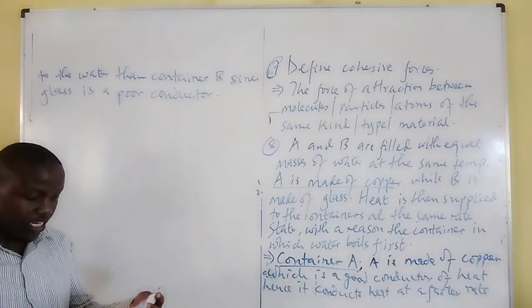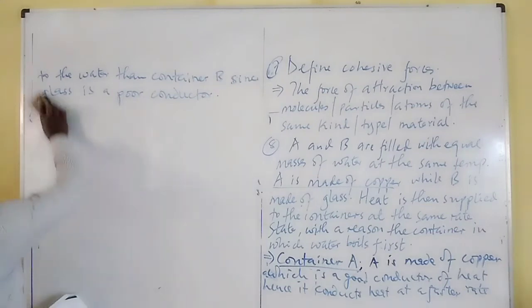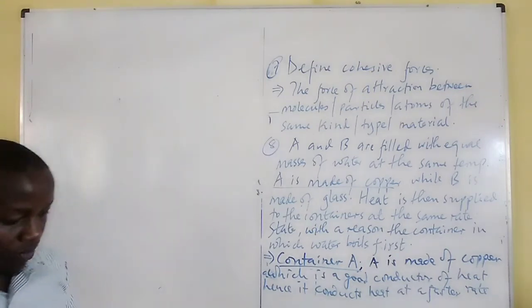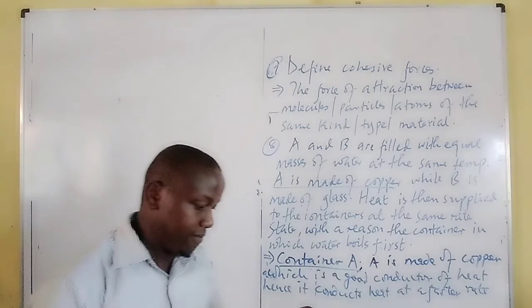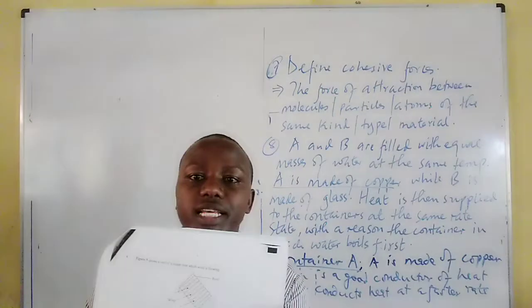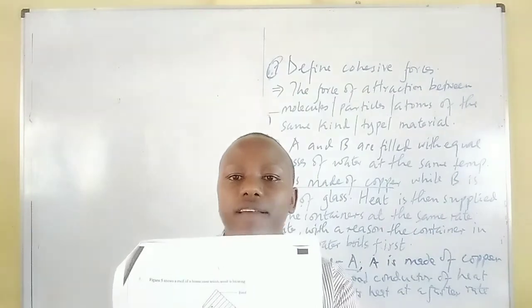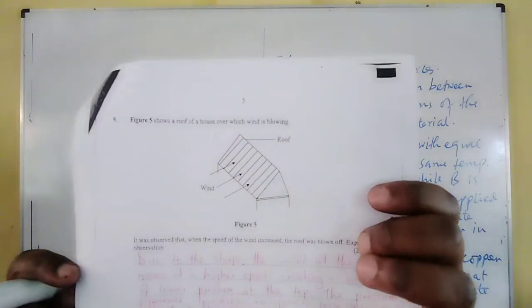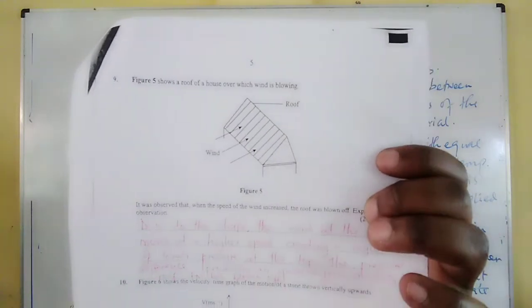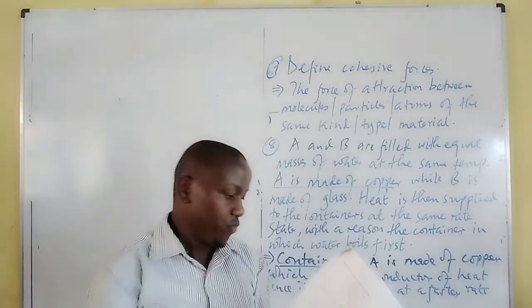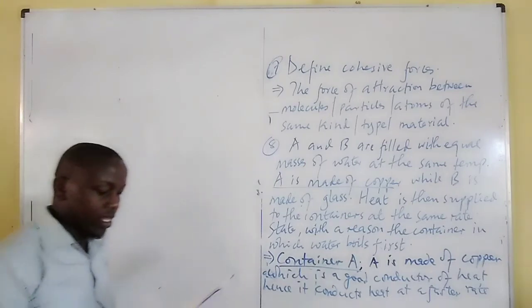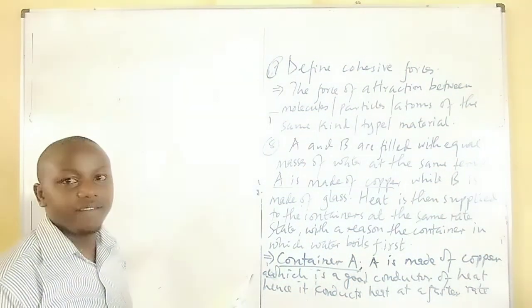That was number 8. Let's check number 9. Number 9 has a diagram. The question says the figure shows a roof, and wind is blowing over it. We are told it was observed that when the speed of the wind increased, the roof was blown off. Explain this observation.